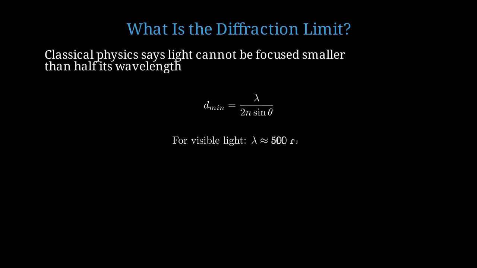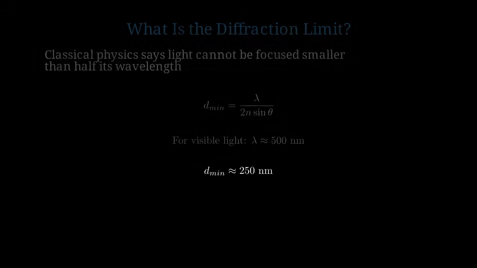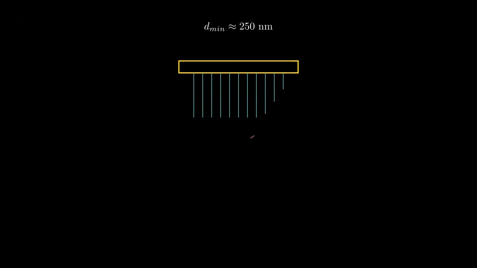For visible light with a wavelength around 500 nanometers, this sets a fundamental limit. The minimum spot size is roughly 250 nanometers, about half the wavelength. When light passes through an aperture, it spreads out due to diffraction, creating this fundamental size limit that seems unbreakable.